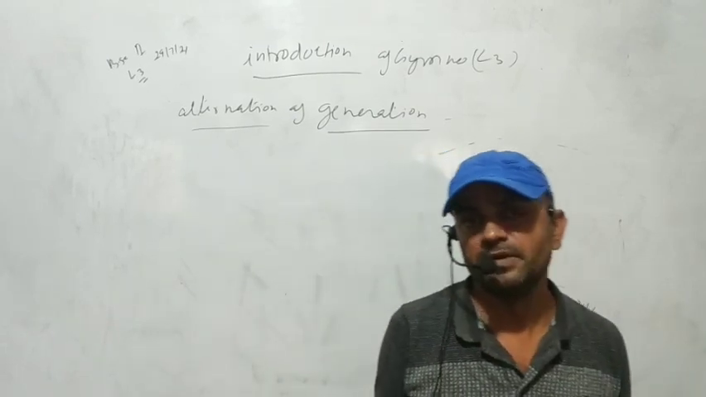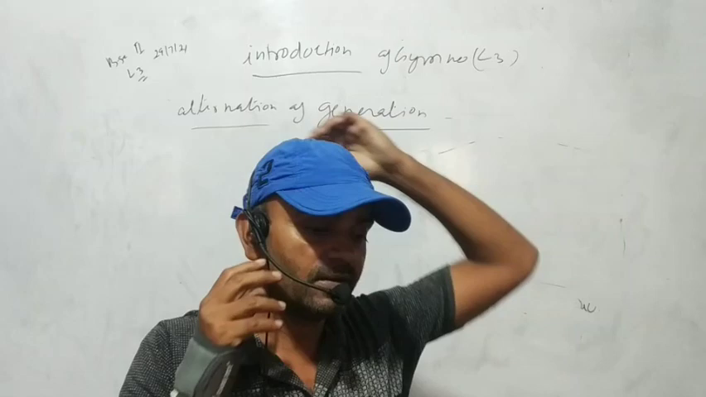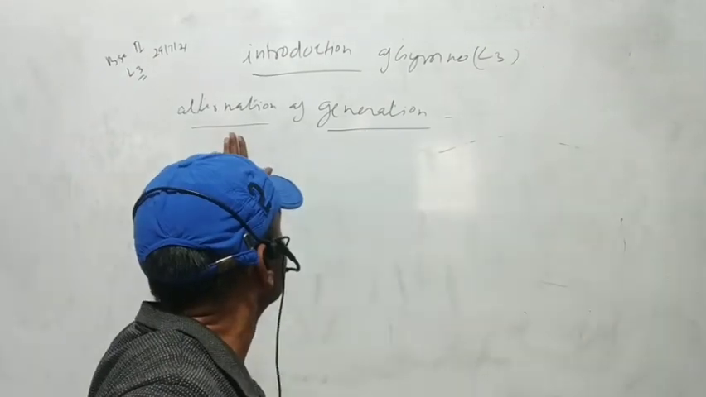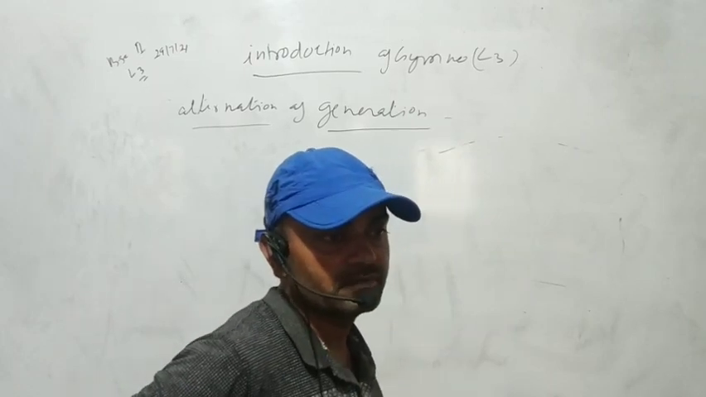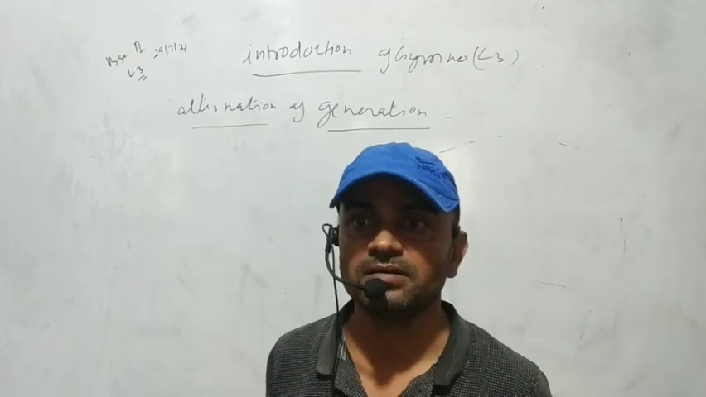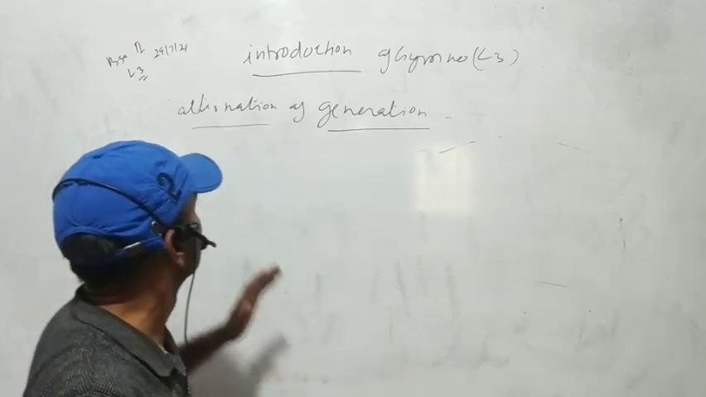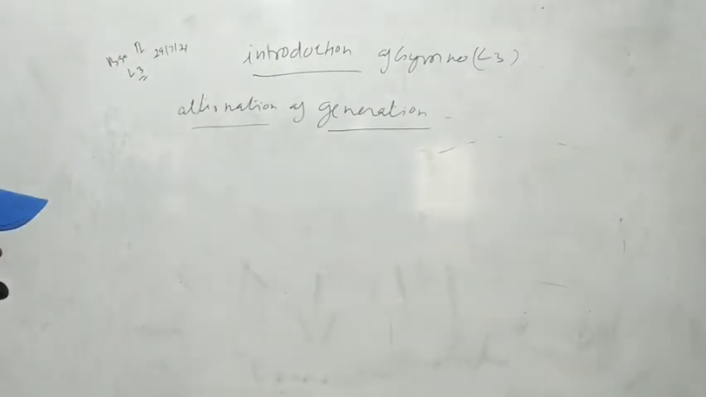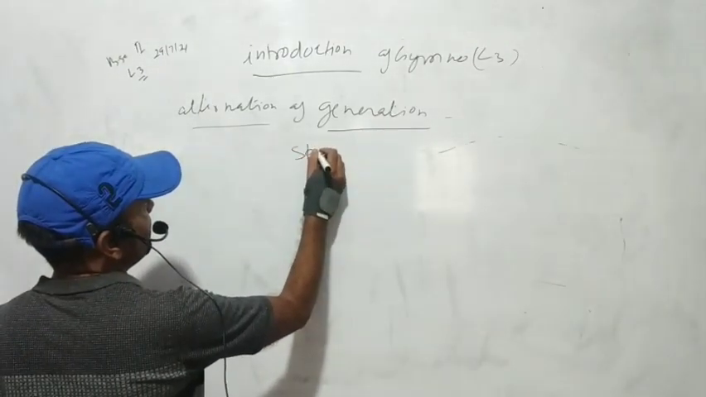First maybe haploid, maybe diploid. When both haploid and diploid come out from each other alternately, one by one, that phenomenon is known as alternation of generation. Here we will discuss that in plants sporophytic and also gametophytic conditions are found. Both stages, not only sporophyte but also gametophyte, come alternately from each other. That phenomenon is known as alternation of generation.